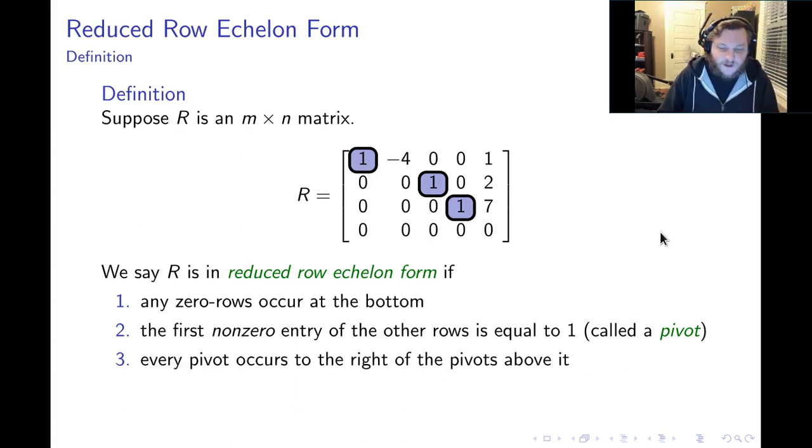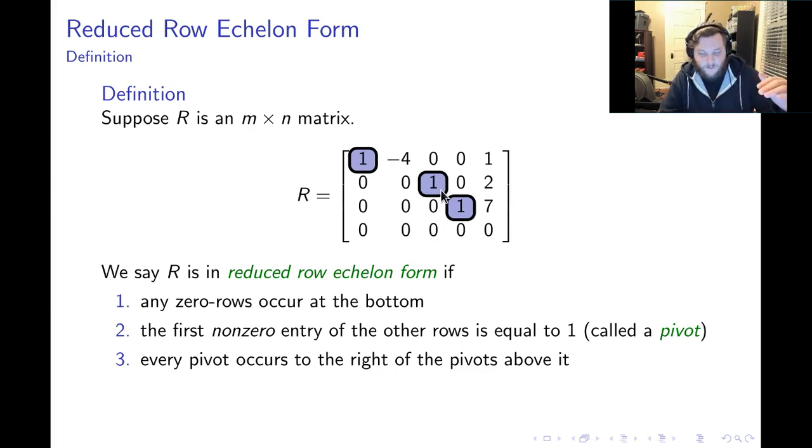What's the third rule? The third rule says that every pivot must occur to the right of all of the pivots above it. So if we're looking at any pivot and we look above for other pivots, the pivot we're looking at needs to be to the right of all of those. If we look at our example here, our first pivot in the 1, 1 position, there's nothing above it, so there's nothing to worry about.